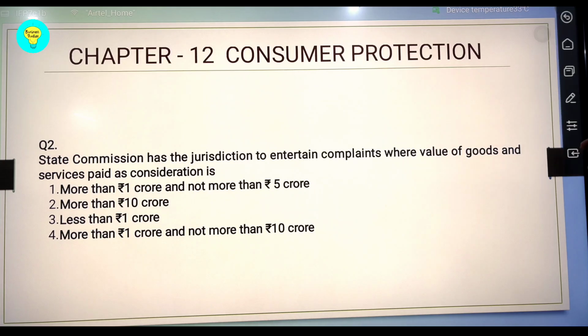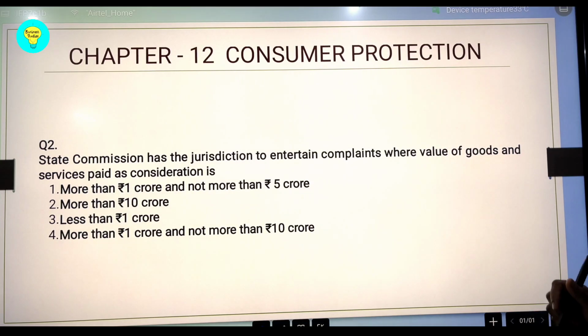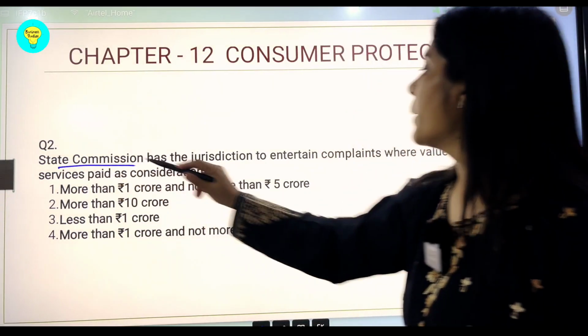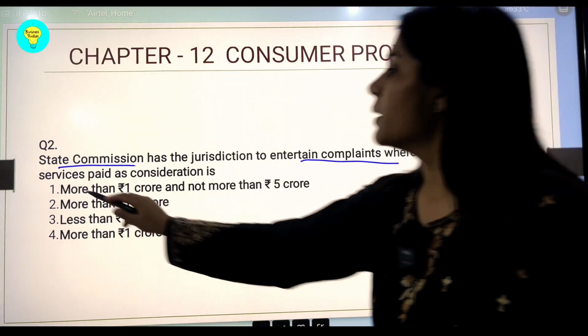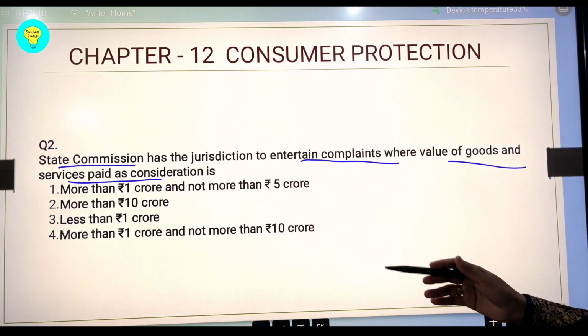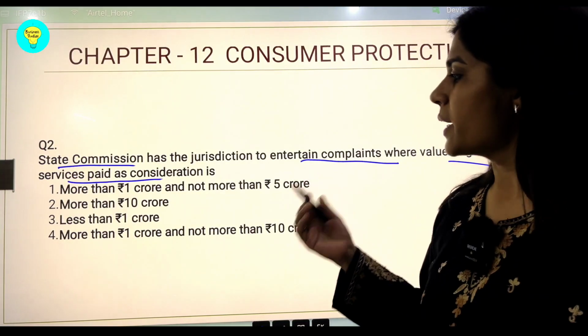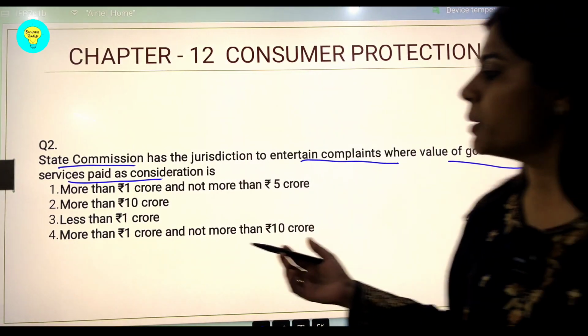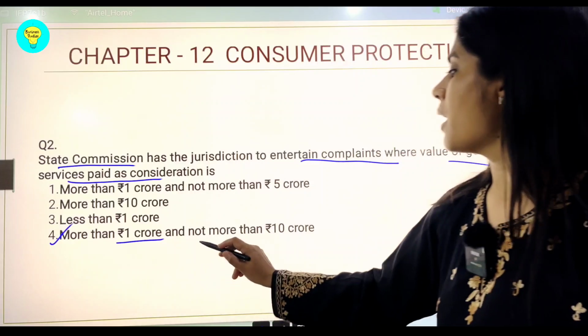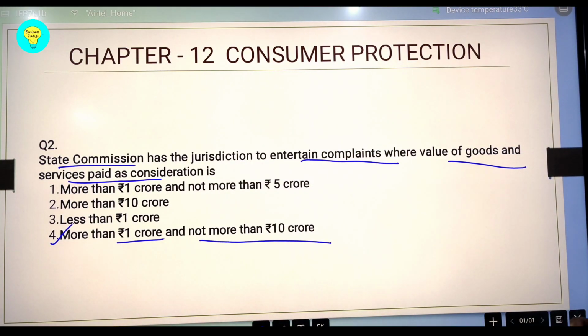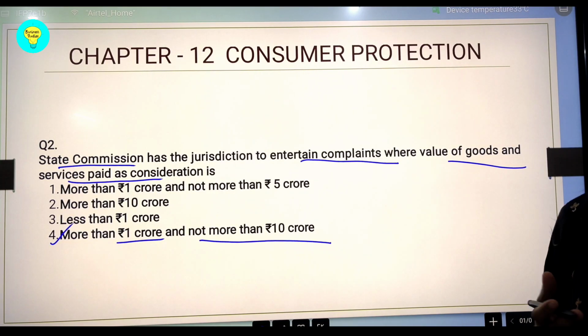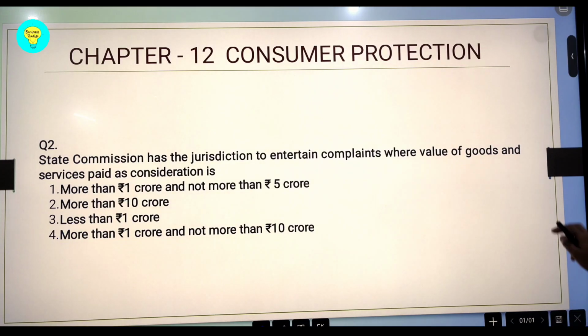Next question, students. The question says that State Commission has the jurisdiction to entertain complaints where value of goods and services as consideration is how much. We have already discussed that in the state level, the amount can be more than 1 crore, but it necessarily has to be lesser than 10 crore rupees, not more than 10 crores. So up to 10 crores it can be handled in this state commission, and any amount exceeding rupees 10 crore should be taken to the National Commission.